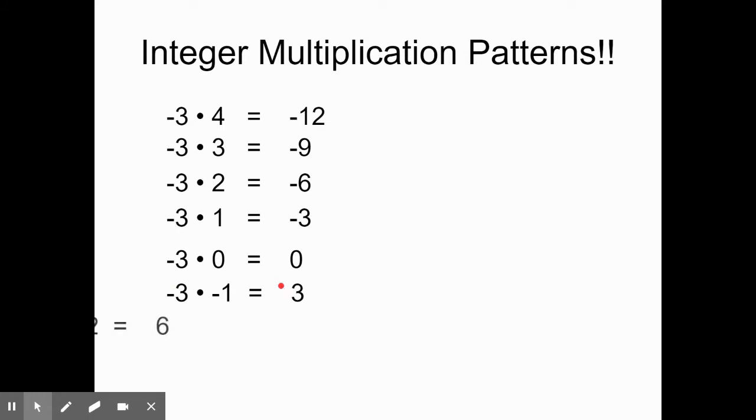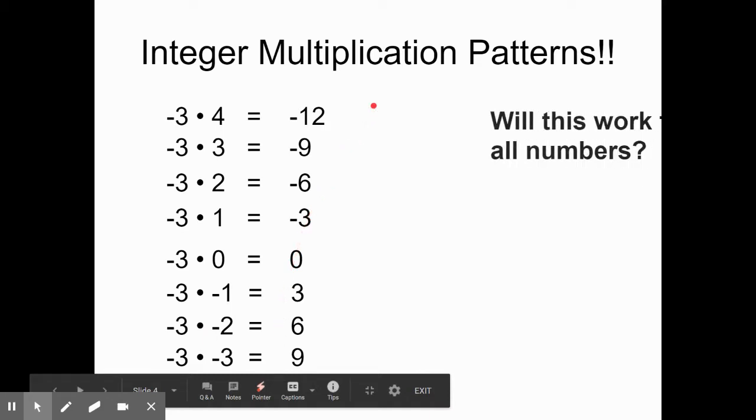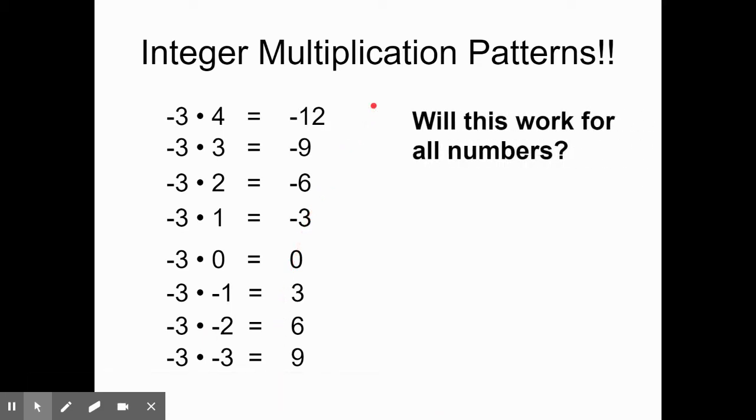And let's continue the pattern. Negative 3 times negative 2 is a positive 6, and the pattern continues. I'm going up by 3, I'm going down by 1. And let's just look at one more. Negative 3 times negative 3 is a positive 9. Will this work for all numbers? The answer is yes. So then what is the rule? The rule is a negative times a negative is a positive.